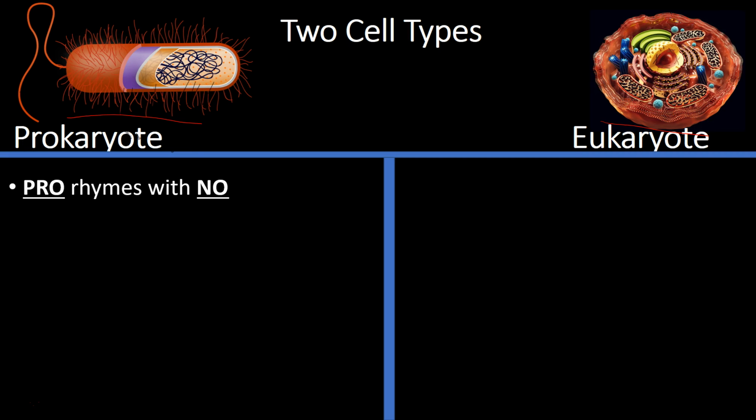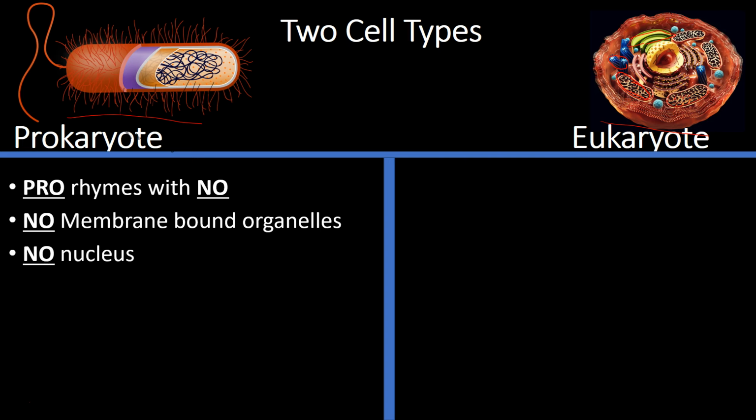First, I use the little mnemonic that pro rhymes with no. So prokaryotes have no membrane-bound organelles. Essentially, if you were to look inside, they don't have these fancy organelles that the eukaryotes do. Okay, and we'll go over what these structures are in the eukaryotes. So all these fancy structures that eukaryotes have, prokaryotes do not.